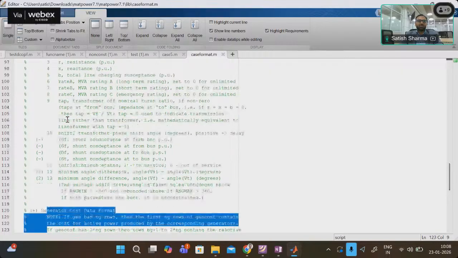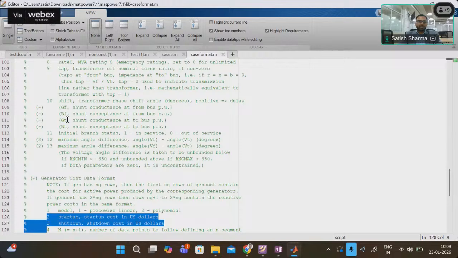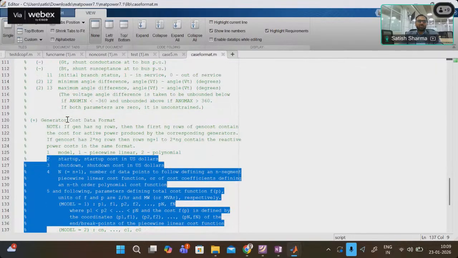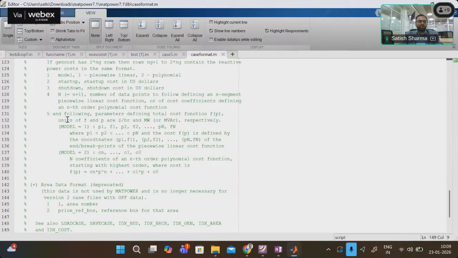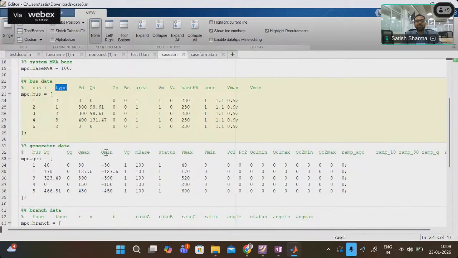Then the generator cost data information is given. The first column tells you whether it is piecewise linear or polynomial, like quadratic. So far in our class we have used either linear or quadratic cost functions. Then second is startup and shutdown cost, third point. Fourth is the number of coefficients, and then the coefficients follow. So different parameters are given here. The same information you can see for case 5, which we are trying to solve.